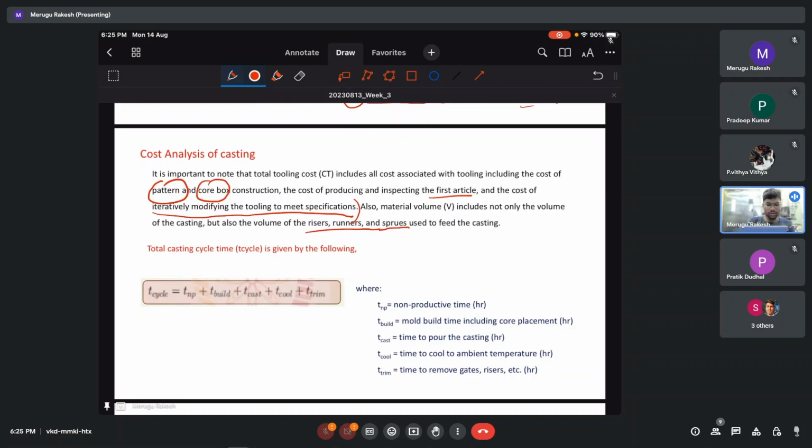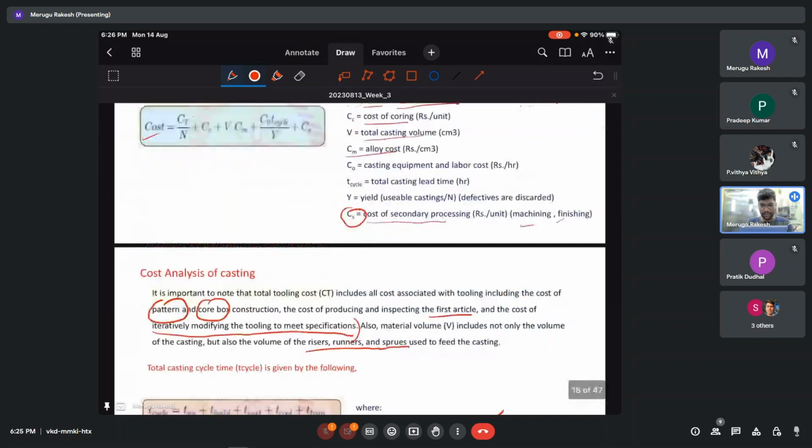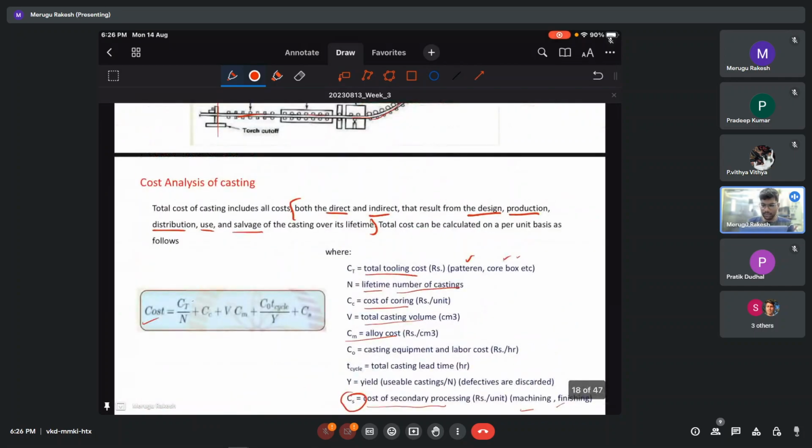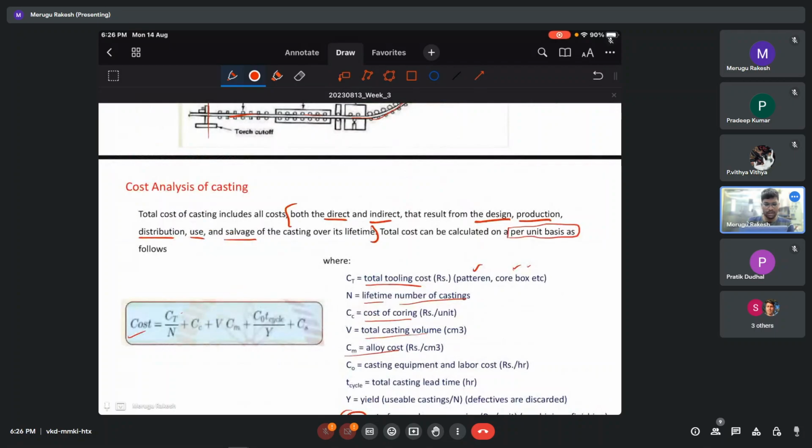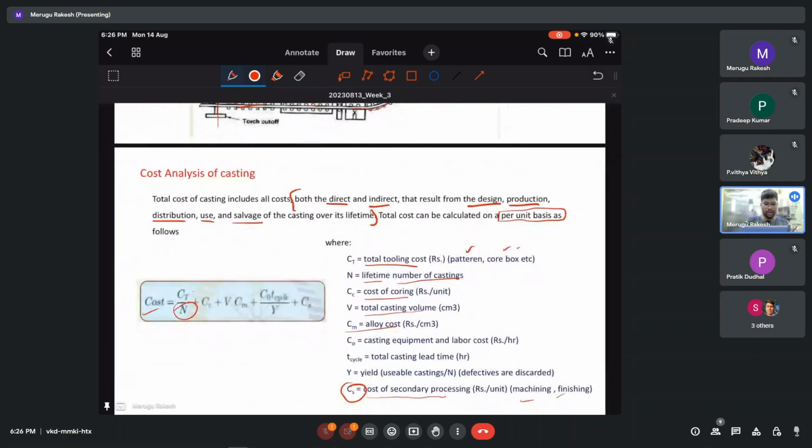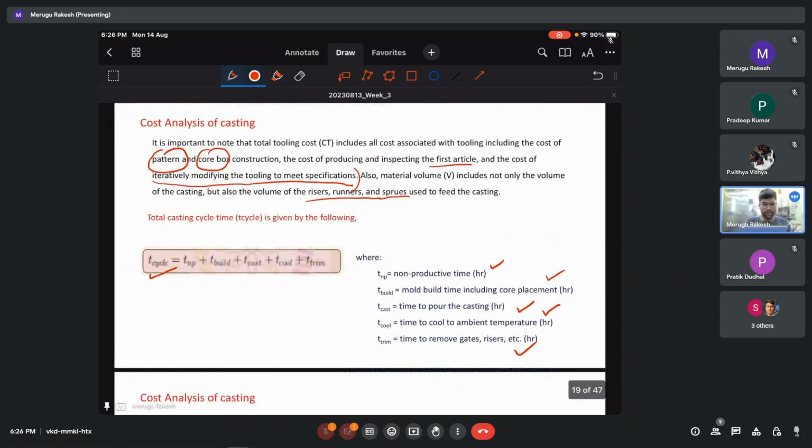Before that, let us see the total cycle time. T cycle is the sum of the non-productive time, mold build time including core replacement, time to pour the casting, time to cool, and then time to remove the gates and risers, etc. So every time is included, which gives the total cycle time of each component. And I missed one thing. Basically, we calculate this on a per unit basis. That is why we are always dividing by N, the number of components, and accordingly all the other things are modified. So this is the total cycle time.